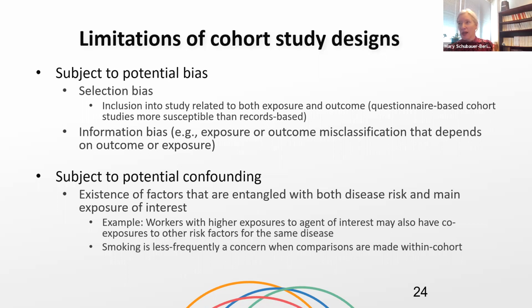Another common source of bias in cohort studies is information bias, in which exposure or outcome misclassification depends on outcome or exposure. Cohort studies, like all epidemiology observational studies, are also subject to potential confounding. And a confounder is a factor that's related or tangled with both disease risk and the main exposure of interest. Examples could be that workers who have higher exposures to the agent of interest may also have co-exposures to other risk factors for the same disease.